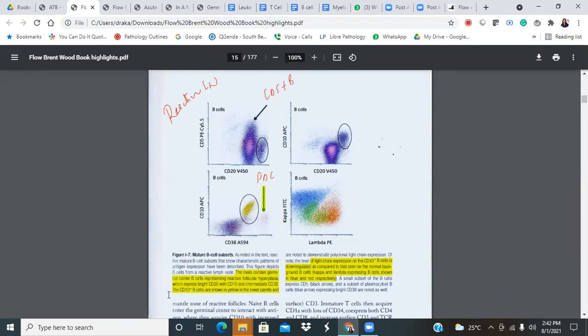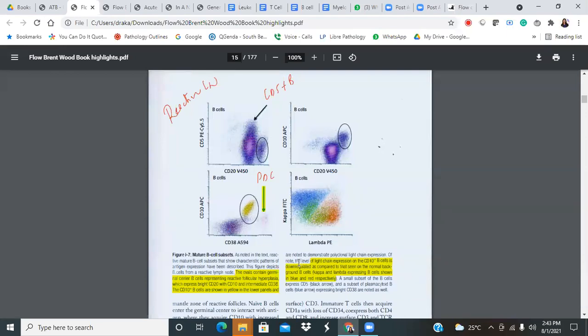This figure depicts reactive follicular hyperplasia, which expresses bright CD20, bright CD10, and intermediate CD38. The CD10 positive B cells are shown in yellow in the lower panels, and are noted to demonstrate polyclonal light chain expression. So they have polyclonal light chain expression.